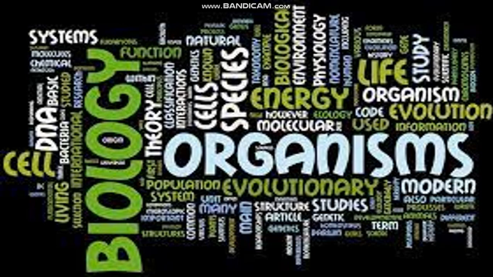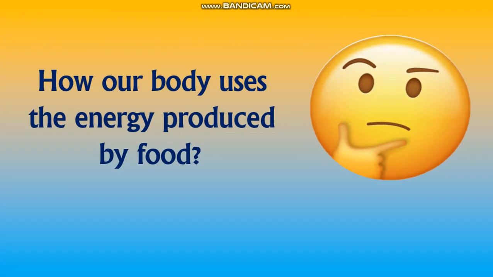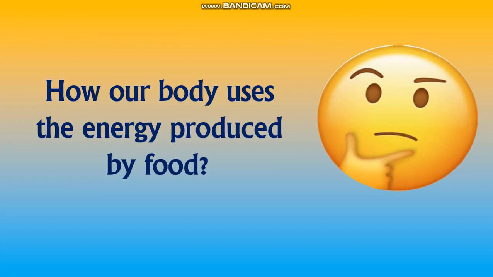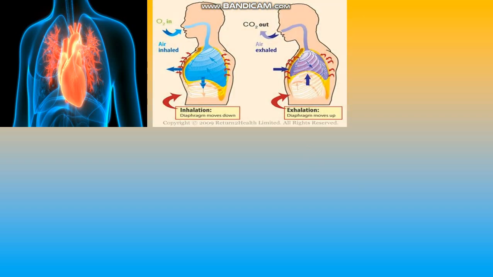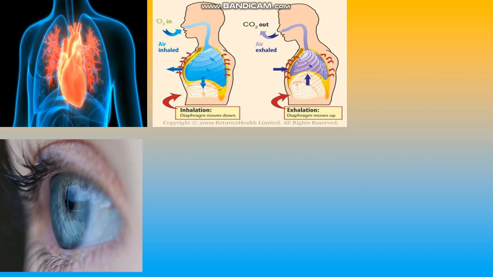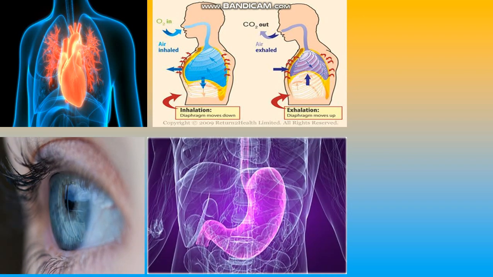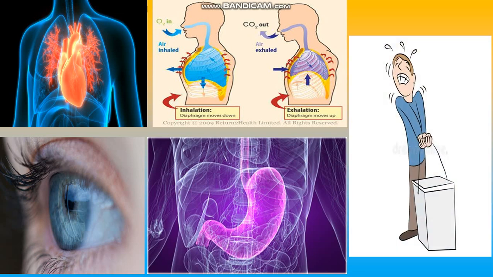I'm back again with another exciting video, and the main focus of this video is how our body uses the energy produced by the food. As we know, energy is required for our heart to beat, for the lungs to breathe, for eyes to blink, for the stomach walls to produce peristaltic movements, and obviously to lift heavy loads and to do daily life activities. It's very important to find out how our body produces the energy from the food which we eat.